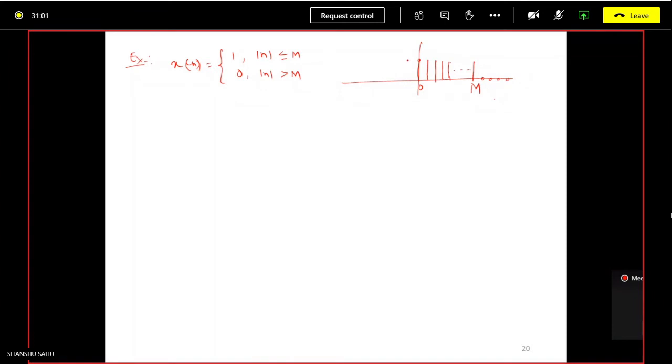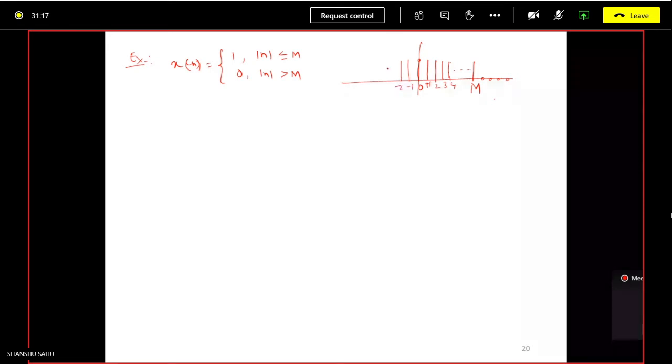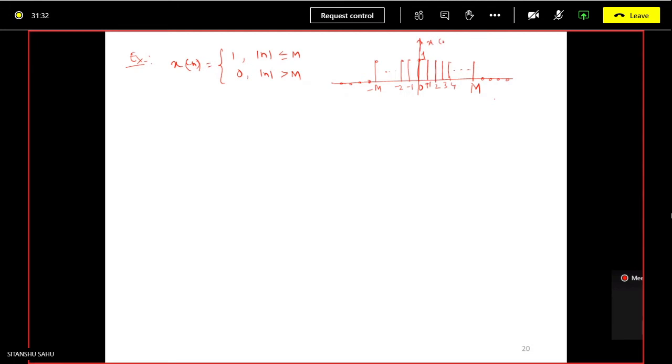Similarly, on the negative side, this is plus 1, plus 2, 3, 4, like this up to m. This is minus 1, minus 2. It will go on like this up to minus m, and all its values are 1, and after that it is 0. All right, so this is my x of n.